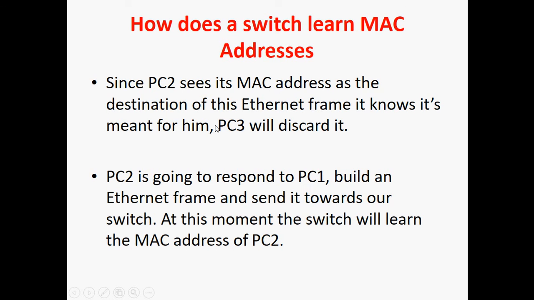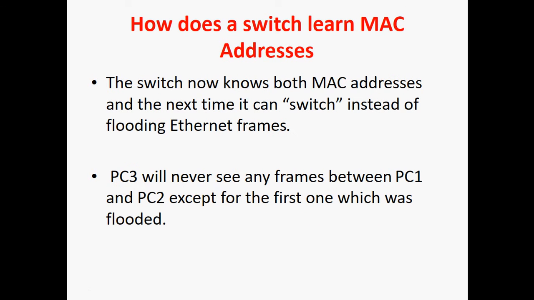Since PC2 sees its MAC address as the destination of this Ethernet frame, it knows it's meant for it. PC3 will discard it. PC2 is going to respond to PC1, so it builds an Ethernet frame and sends it towards our switch. At this moment the switch will learn the MAC address of PC2. What I said before was only mentioned at that point. The switch now knows both MAC addresses, PC1 as well as PC2.